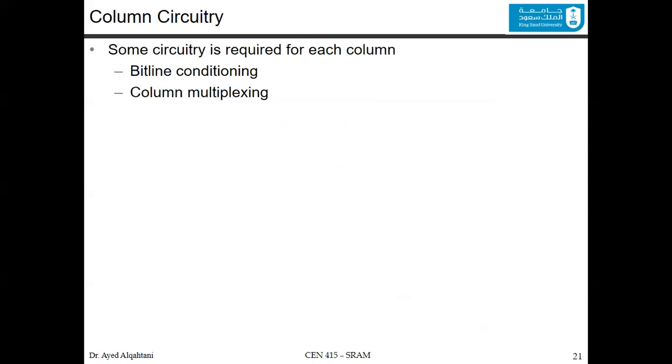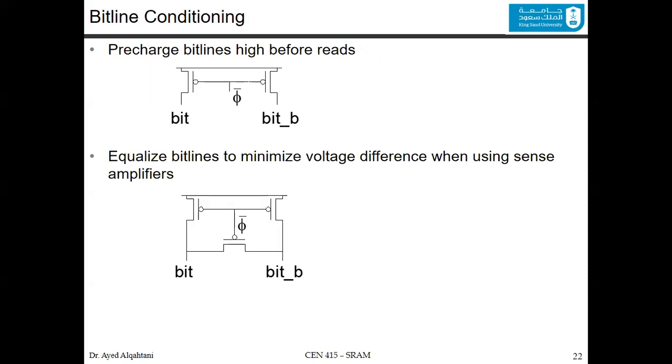Now, for the column circuitry. The column circuitry is required for each column. You need the bit line conditioning, which we talked about, and you need the column multiplexing. So we will start with the bit line conditioning. The main job of the bit line conditioning is pre-charging the bit line high before the reads. So you make sure that these 2 lines are 1 and 1, which is the first step of the read.